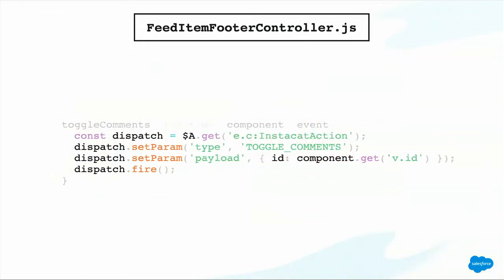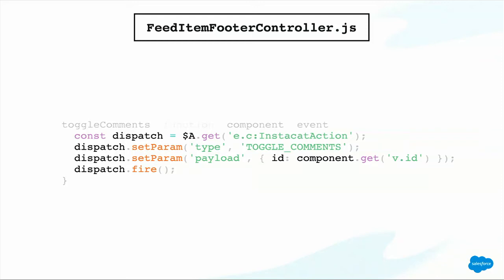So if we go back to our feed item footer controller, we're going to now create a new global or application-wide event called Instacat Action, and it has two parameters. Type, which is a string representing what we want to happen, and in this case, we want to toggle the comments. And then a second argument is called payload, and it's just going to have any relevant information that the top-level component is going to need to do this action, which in this case, we need to know what image, so we're going to pass it the ID, and then we're going to fire it.